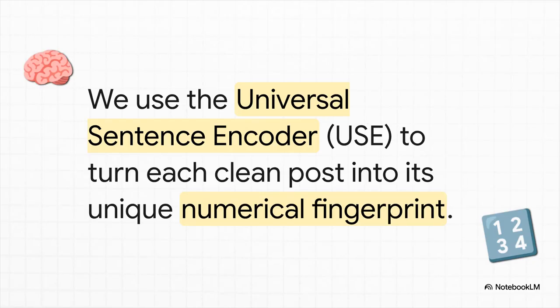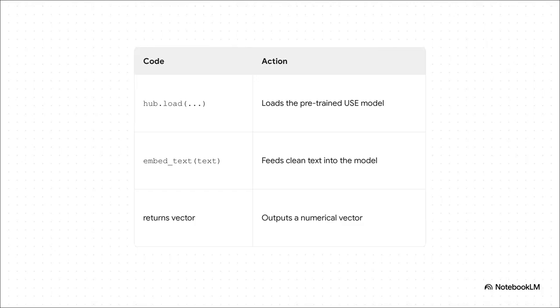So now that our text is all clean, we bring in our translator, USE. It's time to read every single one of those posts and give each one its own powerful numerical fingerprint. And here's the code that does the heavy lifting. This embed_text function basically just calls up the pre-trained Universal Sentence Encoder. We feed our clean text in, and what comes out on the other side is a vector, that list of numbers that represents the actual meaning of the text.